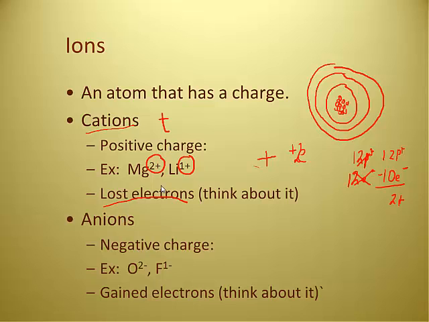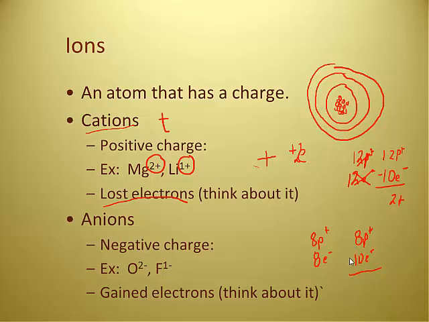Now anions get a negative charge, and that's because they wind up gaining electrons. So oxygen here in this example gains 2 electrons. Oxygen usually starts out with 8 protons and 8 electrons. So the ion still has the 8 protons, but now it has 10 electrons.